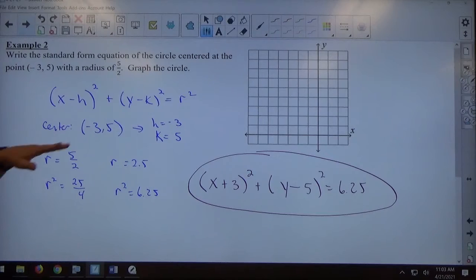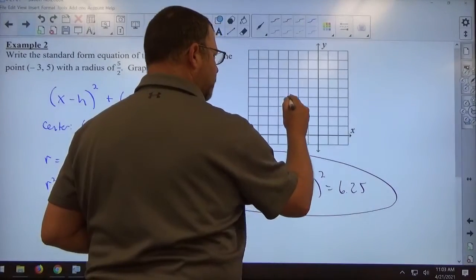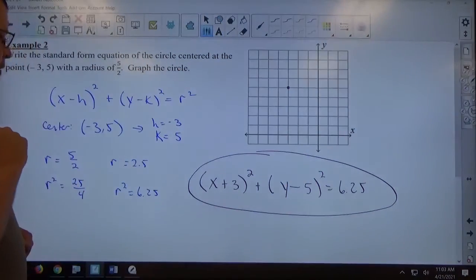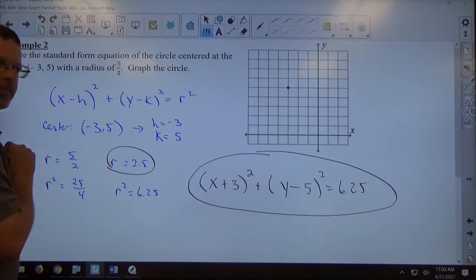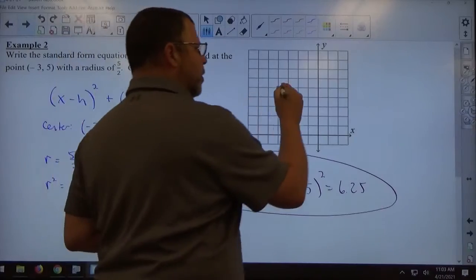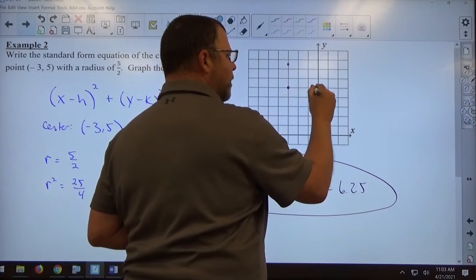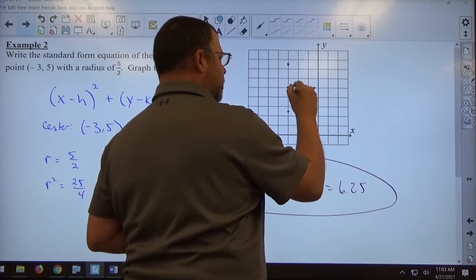If I'm graphing this, my center is here, my radius is here, so -3, 1, 2, 3, 1, 2, 3, 4, 5. Wow, I didn't plan this out very well, did I? Oh, the radius is 2.5, it'll fit. So the radius is 2.5, right? So I'm going to go 2.5 up, 2.5 right, 2.5 down, and 2.5 left.